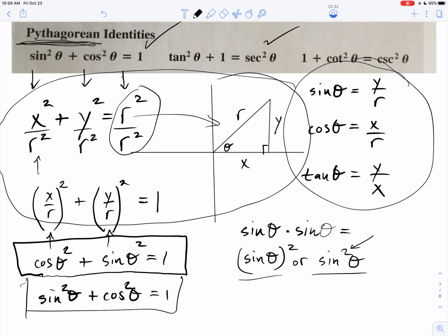Like if you went to a really super powered tanning salon and they put you in a super powerful tanning bed, you could get tan in 1 second. Get it? That's how I remember that. Tangent squared theta plus 1 equals secant squared theta, tan in 1 sec. That's how I remember that.